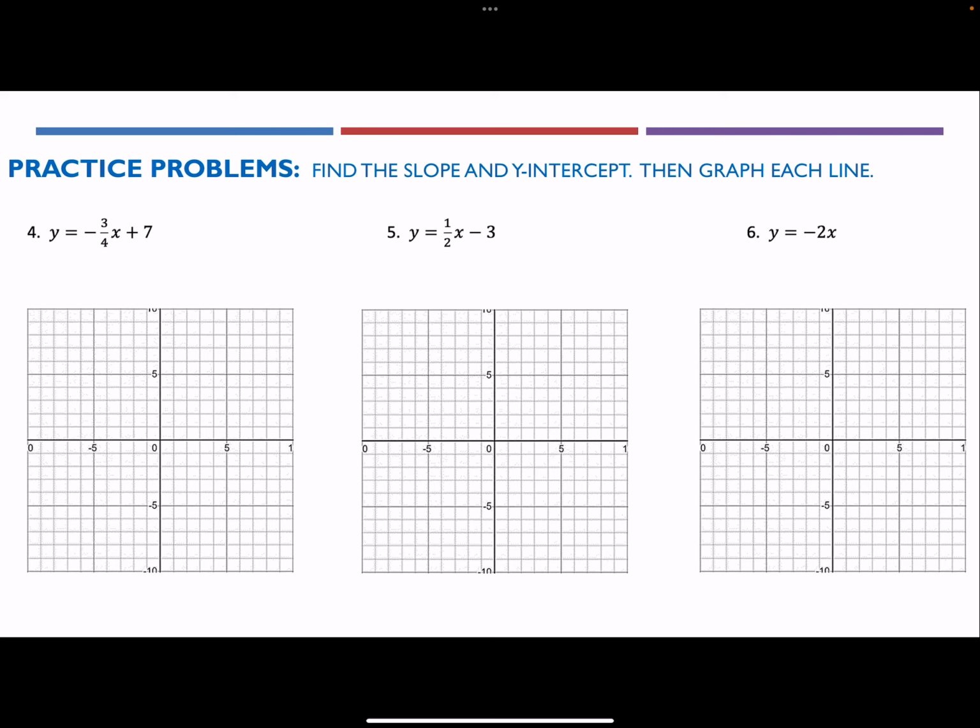All right, let's check these. So number 4, my slope is -3/4. My y-intercept is 0, 7. So remember, we start at the y-intercept. It's right here.